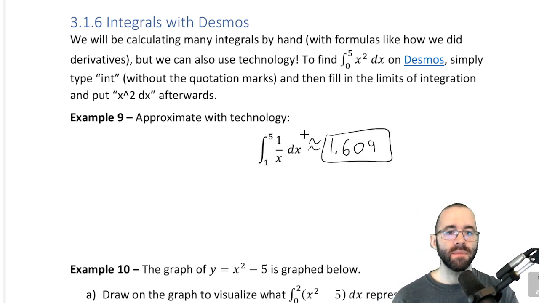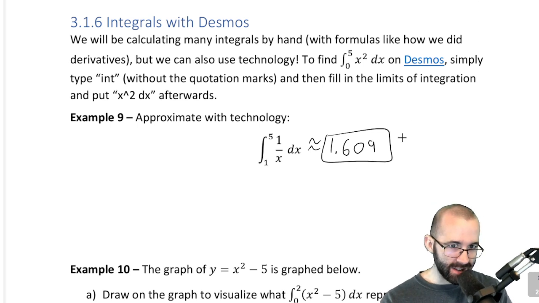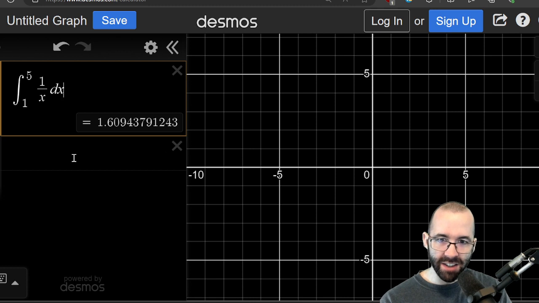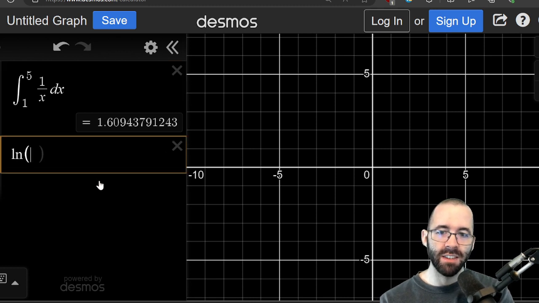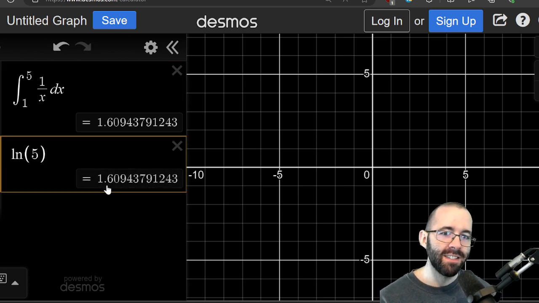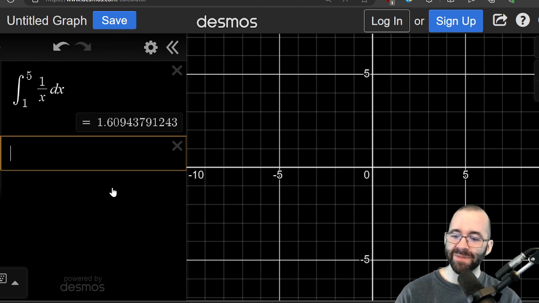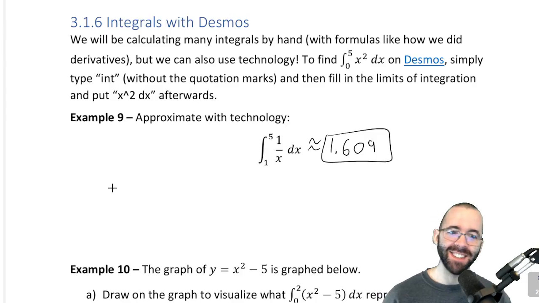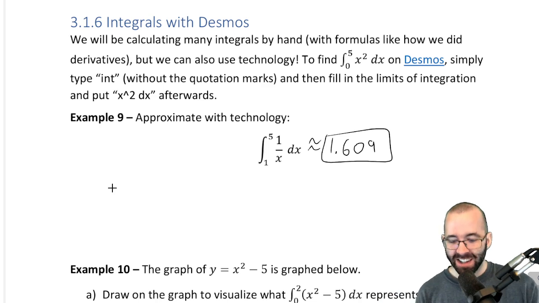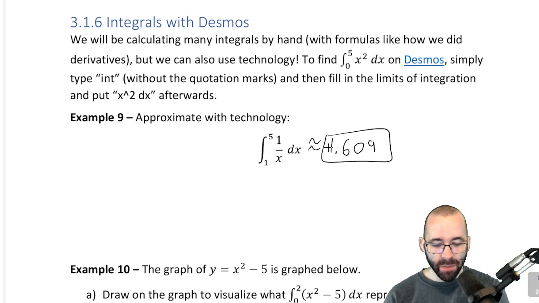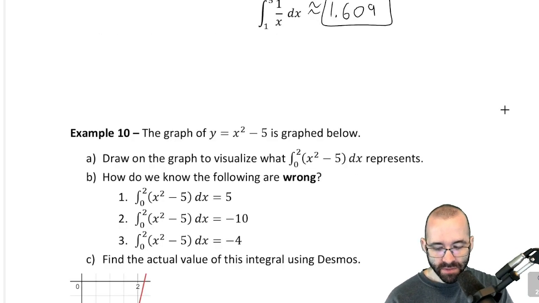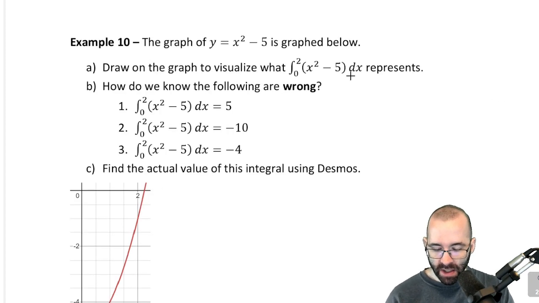That's the answer. I did tell you it had something to do with natural logs. Check this out. But I'll show you where that comes from later. That's a future section, but kind of cool. All right, so that's what that area is. It's about 1.609.